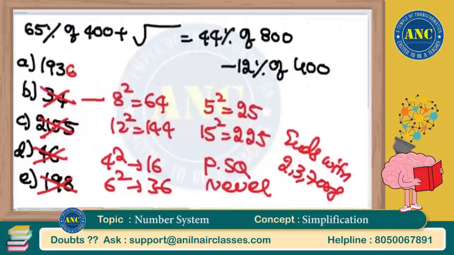I hope the idea is clear, right? Under root, any number if you write under root, it will become a perfect square. Any perfect square ending with 4, tens place should be even. Any perfect square ending with 5, tens place should be 2. Any perfect square ending with 6, tens place should be odd. Any perfect square cannot end with 2, 3, 7 or 8. Are you all with me, sir?